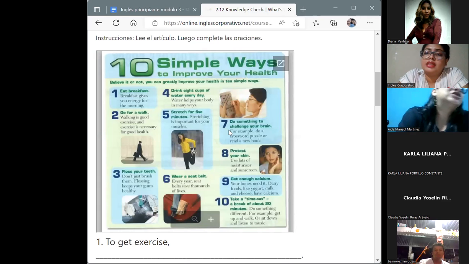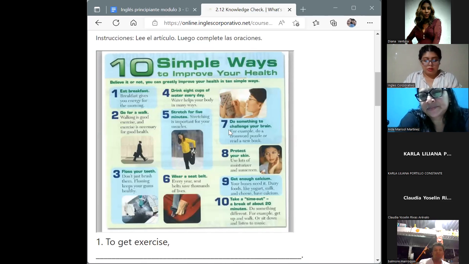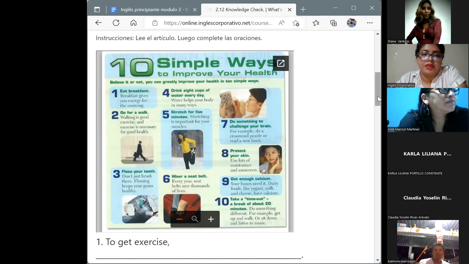Así que en ese artículo tenemos 10 maneras diferentes en las que podemos mejorar nuestra salud. Y ahí explica, ¿verdad? Cada una de ellas. And we're going to see what are the things that we have here.